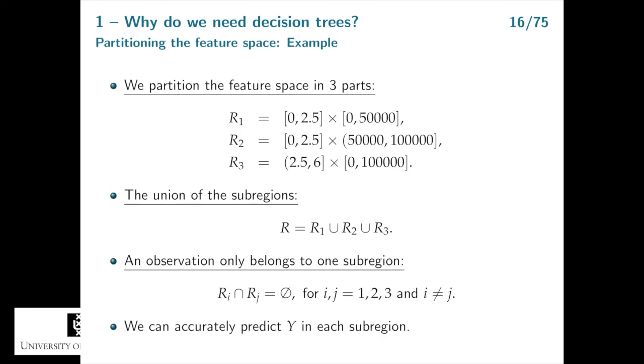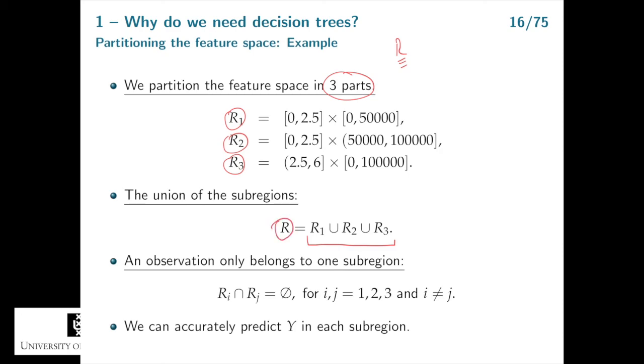Before ending this first video, let's recapitulate what we did. So we started with a feature space R. Any observation belongs to that R, but we subdivided that feature space in 3 parts. We had R1, R2, R3. However, we subdivide in such a way that if we put all these R1, R2, R3 together, we end up back with R.